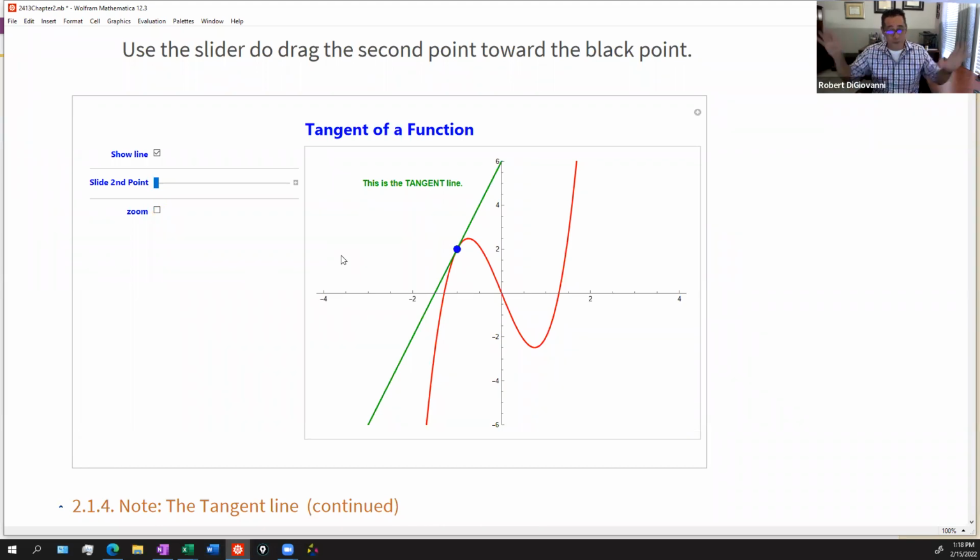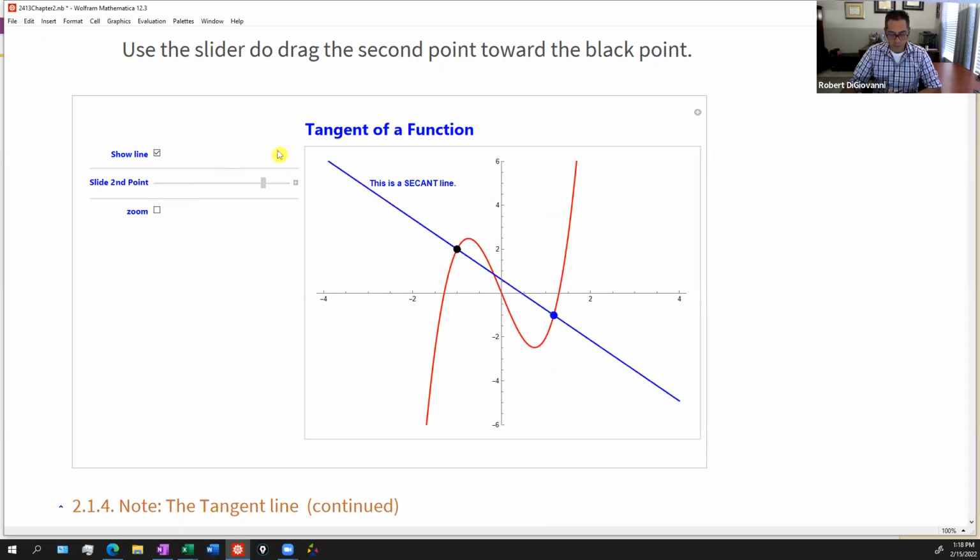The goal of this chapter is, can you find the slope of that line? Okay, that's it. Simple question. If I give you some arbitrary point on a function right there, can you find the slope of that line? That's all it is. Now to do it, like I said, it's going to take some work.